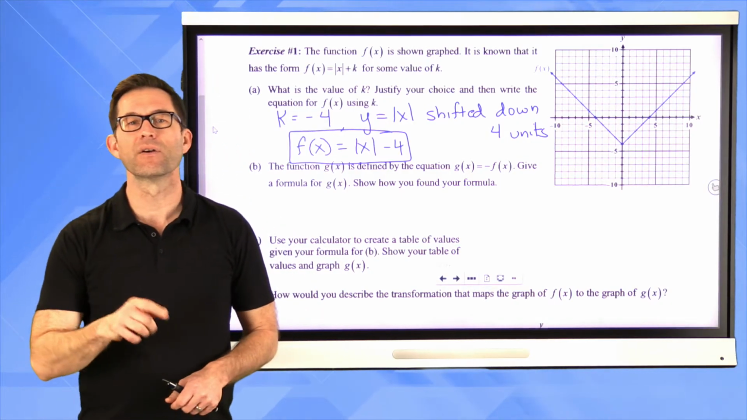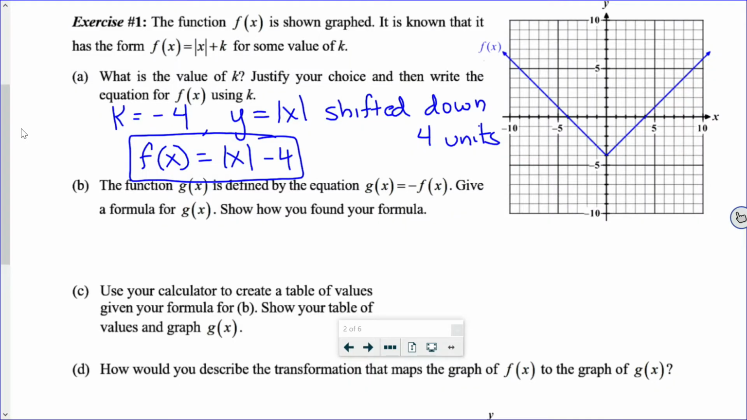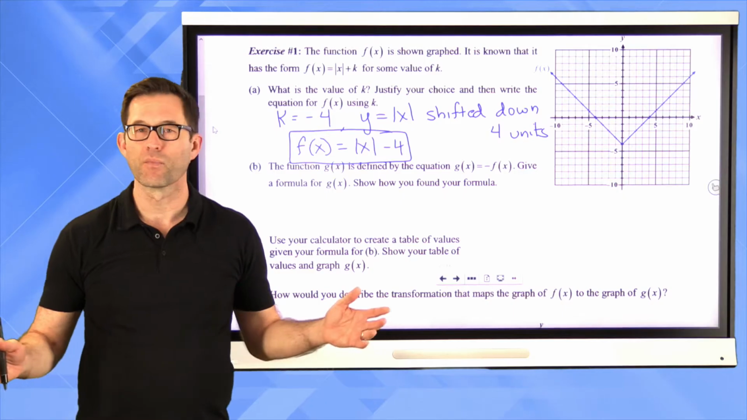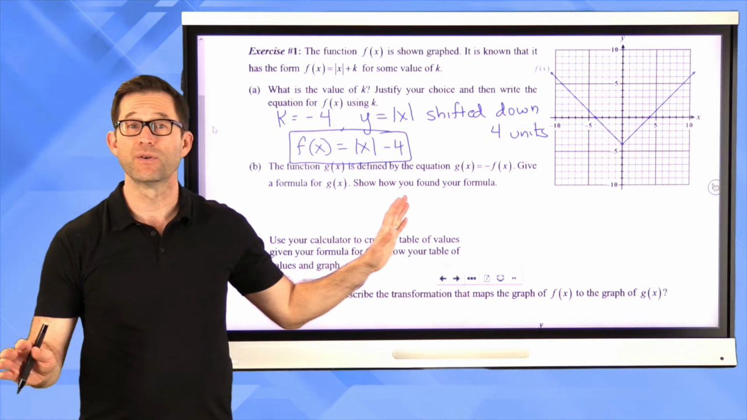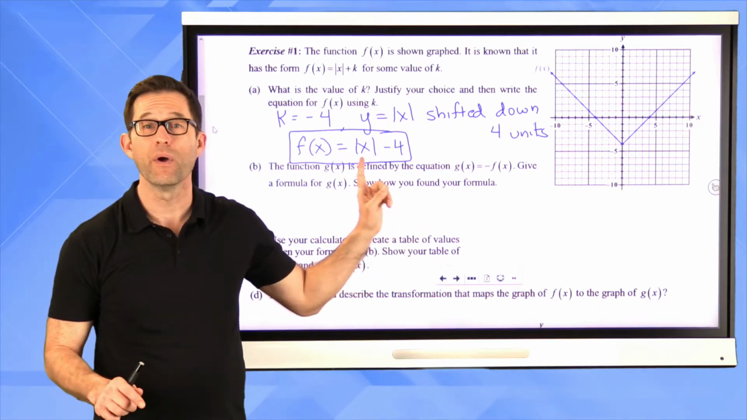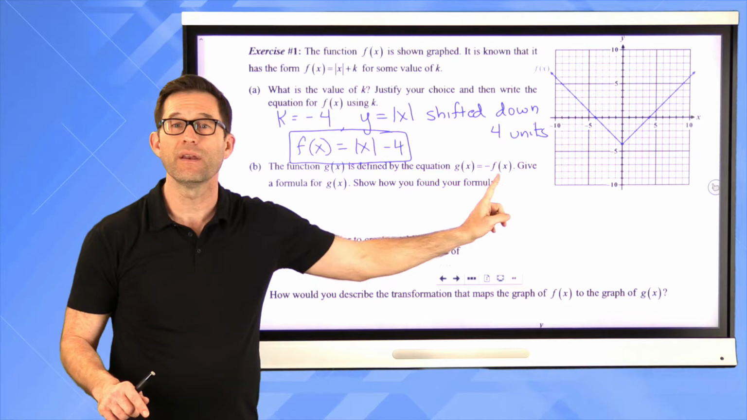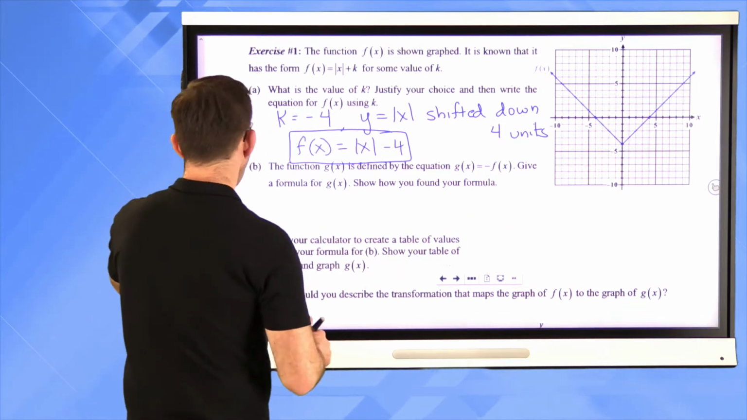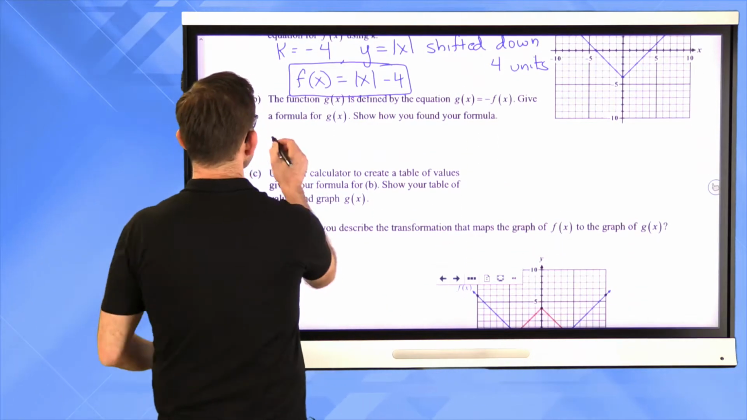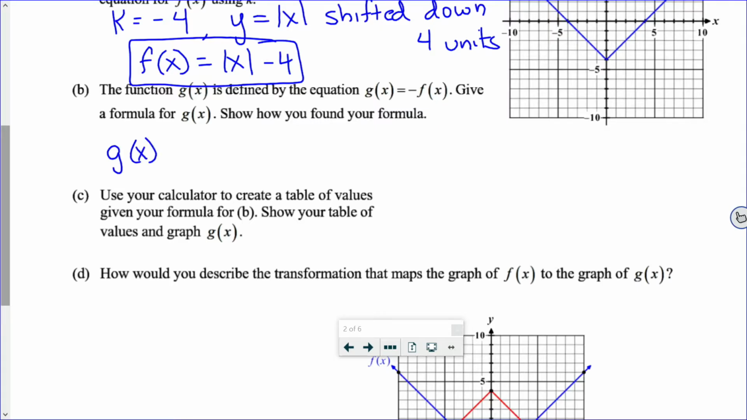All right, let's take a look at letter B. The function g of x is defined by the equation g of x equals negative f of x. Give a formula for g of x, show how you found your formula. All right, well, let's just use the substitution property of equality like we always do, and I'm going to take absolute value of x minus 4, and I'm going to substitute it in here for f of x. Now, I want to be good about my use of parentheses, as always, so g of x is going to be negative absolute value of x minus 4.